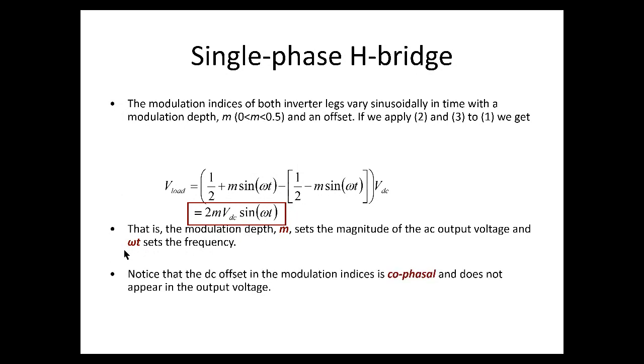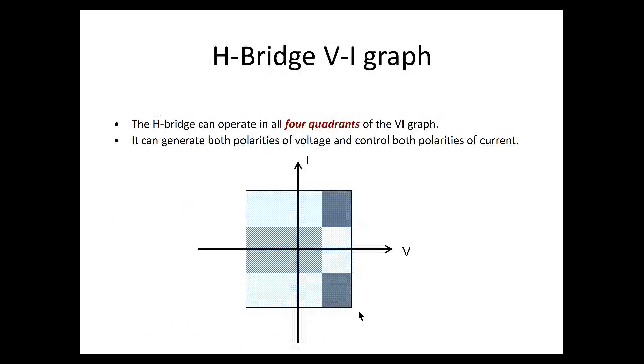All right, so we say that our DC offset, these are the half, they disappear when the dust is settled. Important to note here, they are in phase. We say co-phase, so we don't have them in the output voltage. So basically, we're able to control our magnitude and frequency. And this H bridge, we can basically operate in all the quadrants.